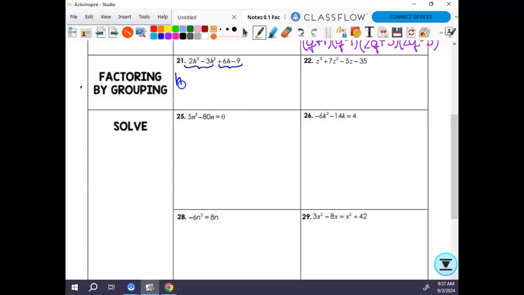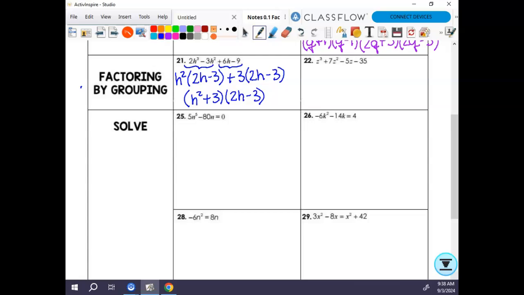Out of this first one, I can factor out an h squared. Leaves me with 2h minus 3. What can I factor out of the second one? 3, so plus 3. And that leaves me with a 2h minus 3 also, because remember those have to match, right? Then I will have h squared plus 3 times 2h minus 3. Okay. What questions you got? We good so far? All right.